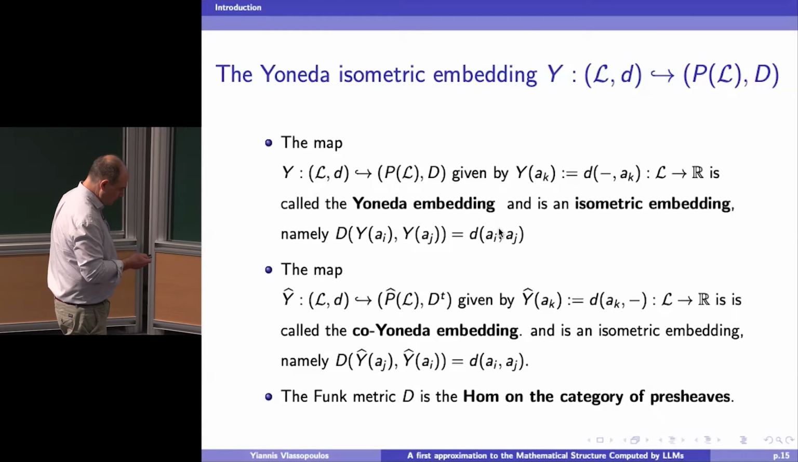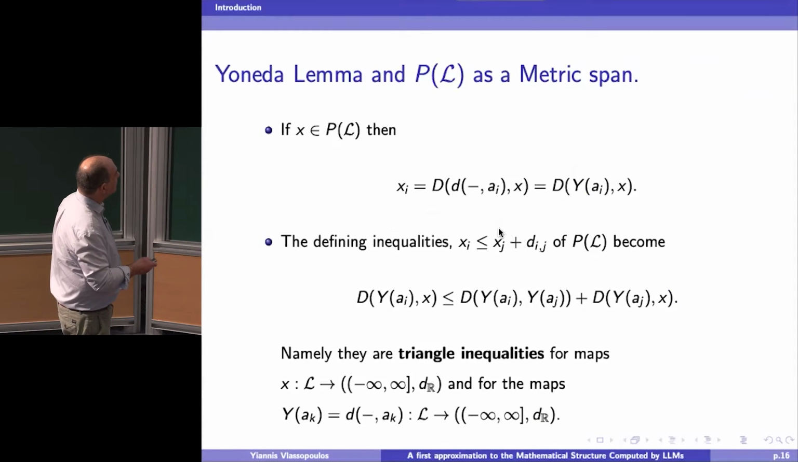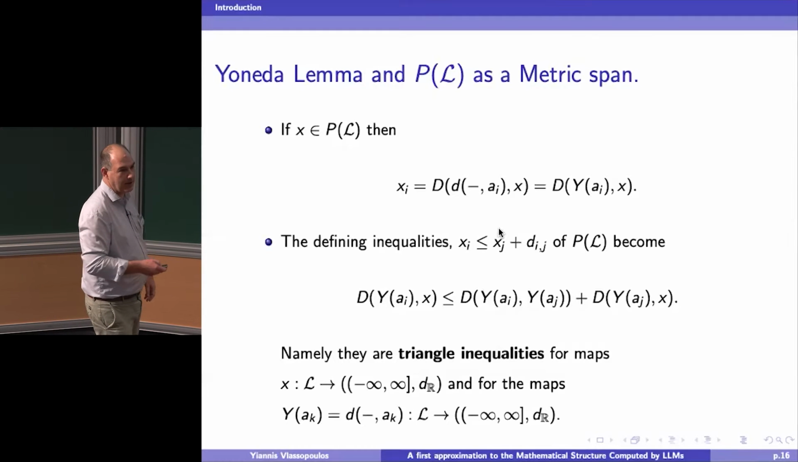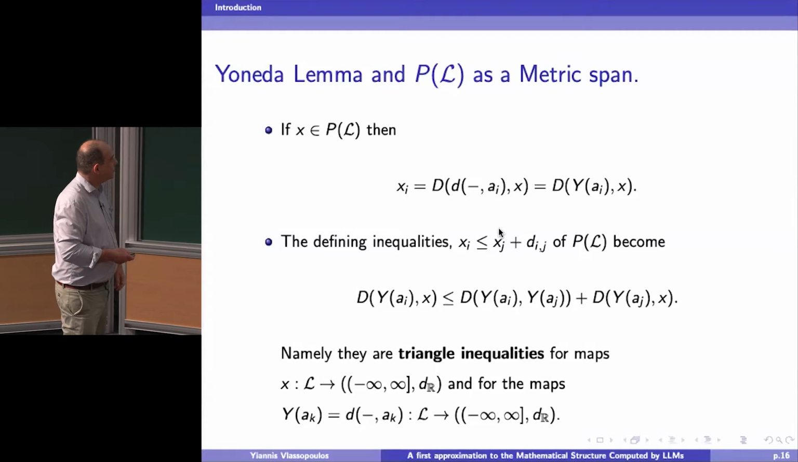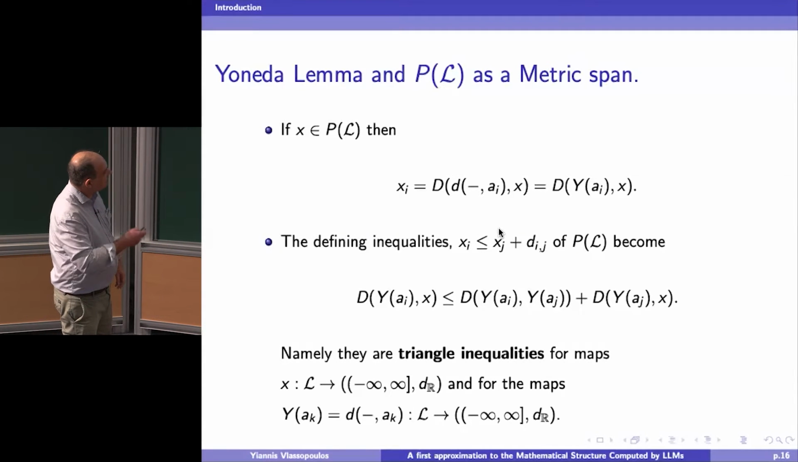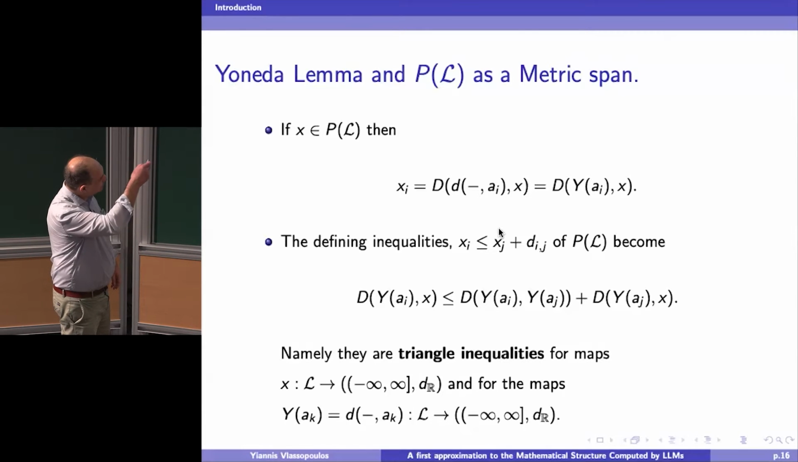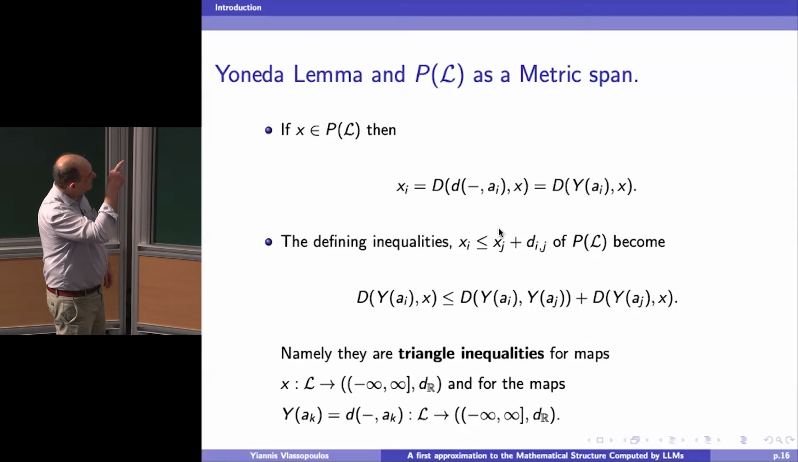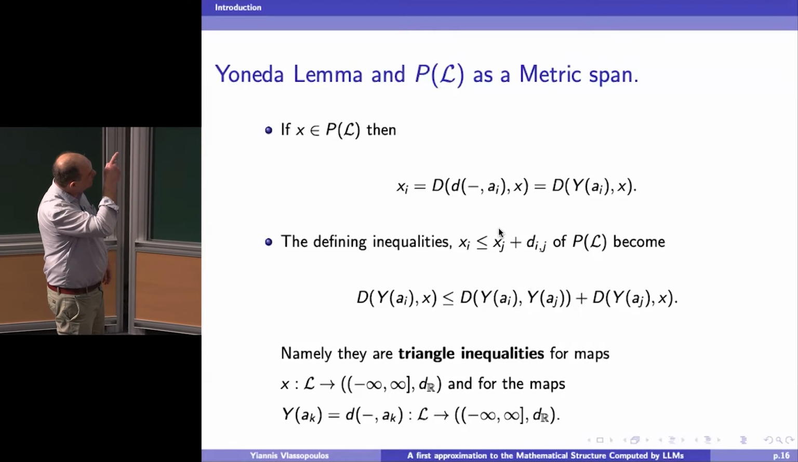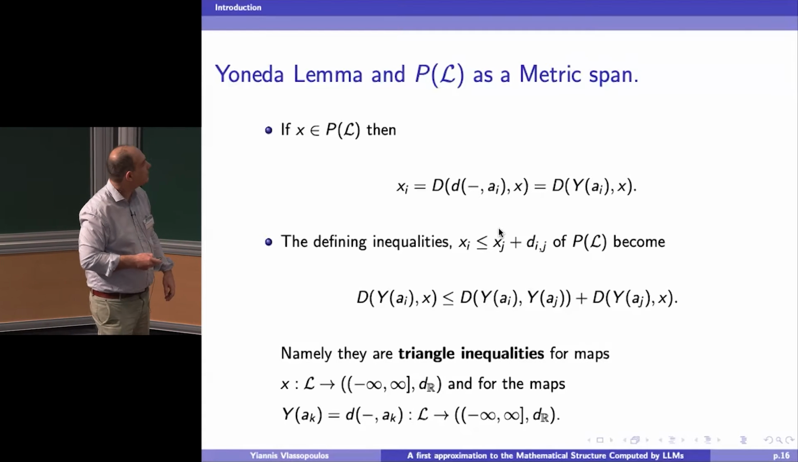Now you have something called the Yoneda lemma, which everybody knows in category theory. It tells you that if you have the hom from a representable functor to any functor, then this is equal to the value of the functor, where the representable functor is d dash ai.